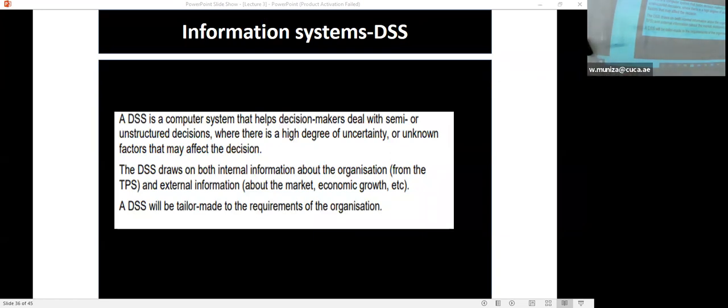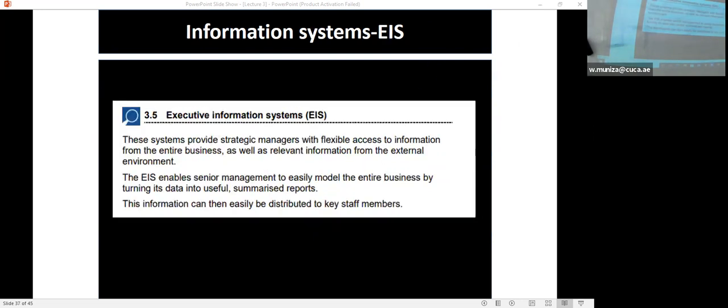Got it? Students, we have the last 15 minutes. Let us just finish these last two, executive information system and the expert system, and we are going to move forward to our exam kit then.